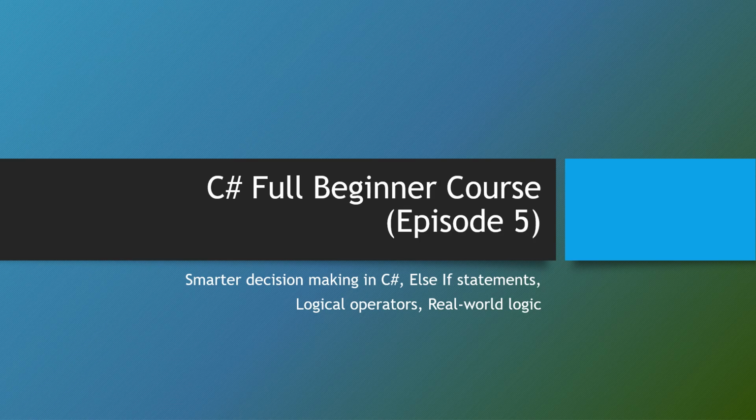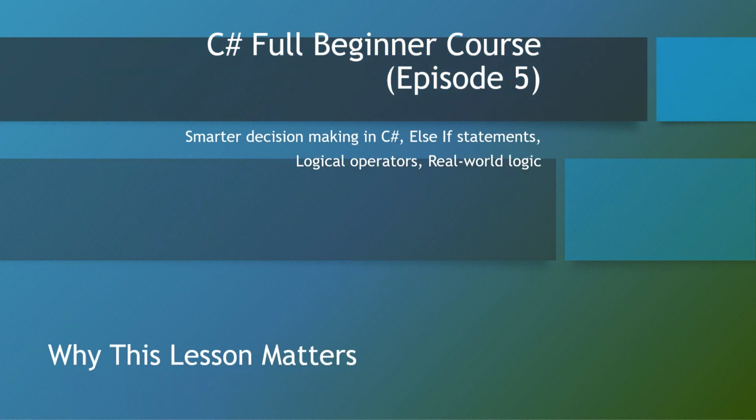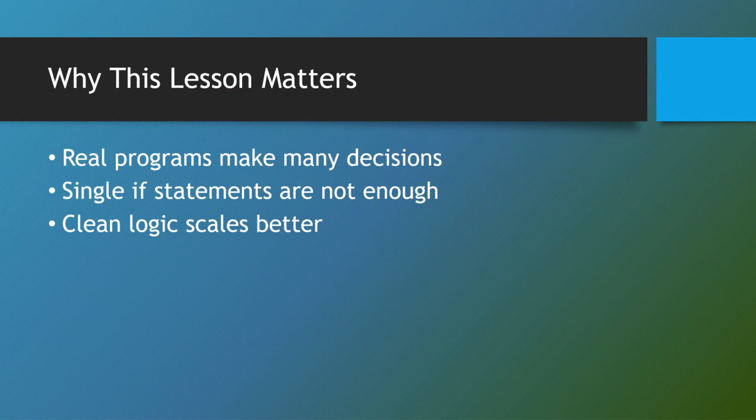So far, you've learned what C Sharp is, how variables work, how to change them, how to take user input, and how to make decisions using if statements. But here's the thing. Real programs almost never make just one decision. They make multiple decisions, often at the same time. And if you don't know how to control that logic properly, your code quickly becomes messy, confusing, and hard to manage. In this lesson, you're going to learn how to write smarter decision-making logic using else if statements, logical operators, and multiple conditions. By the end of this video, you'll be thinking more like a real programmer, and your code will reflect that.